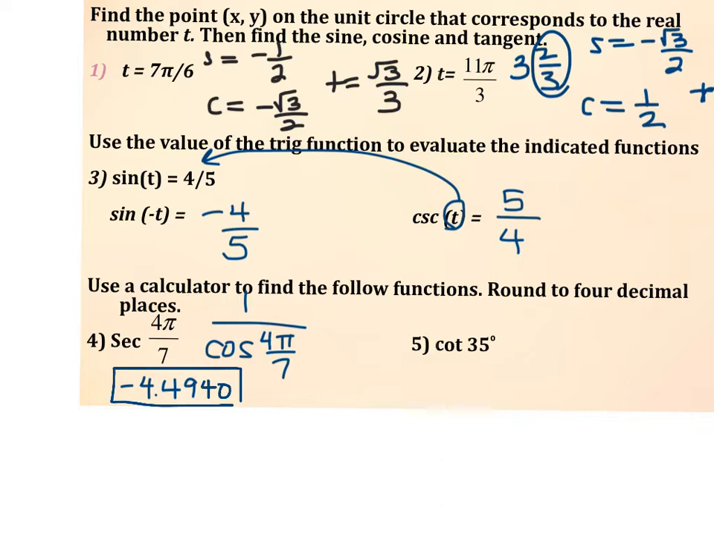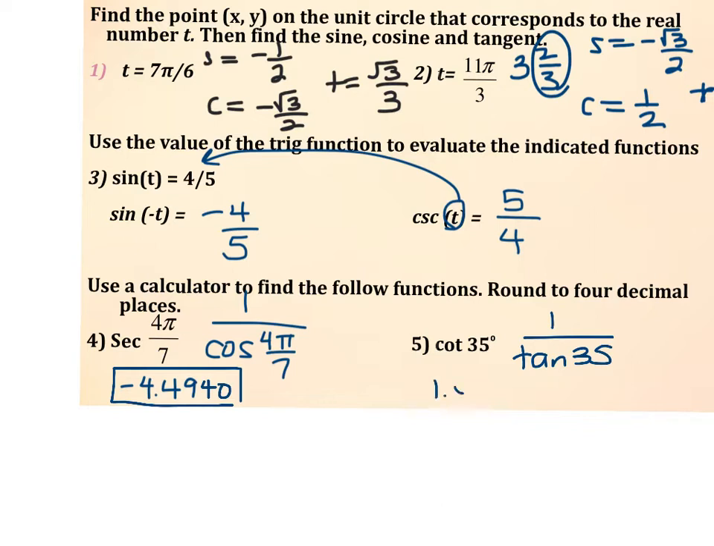Cotangent of 35 degrees, what mode is that in? Degrees. So you have to be comfortable flipping back and forth. That's how your test is going to work. And cotangent's not on there, so I do 1 over the tangent of 35 degrees. If you leave it in radians and you type it in as 35 degrees, it will automatically change the mode for you if you wanted to do it that way. But if you just switch your mode to degrees, you can type it in as tangent 35 and you don't need the degree symbol.